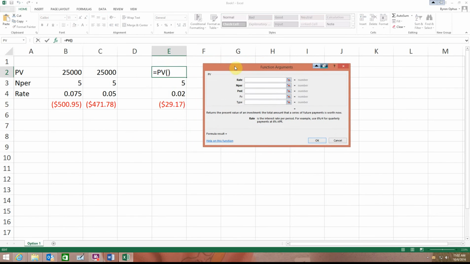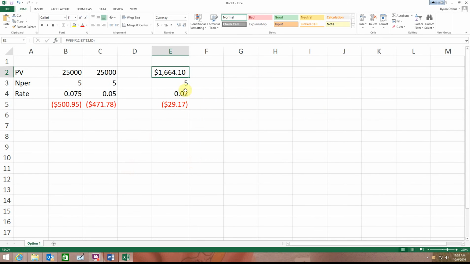Okay, my rate. Ooh, but that's got to be a monthly rate again, right? Sure, it does. My number of periods, that's got to be monthly as well. So I need to multiply by 12. I divided the other one by 12. And I do have a payment amount. Okay. So my present value of this is $1,664.10 at that 2% rate.